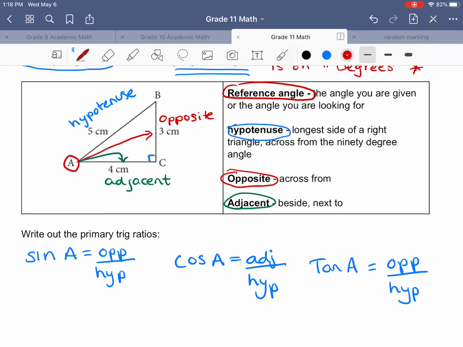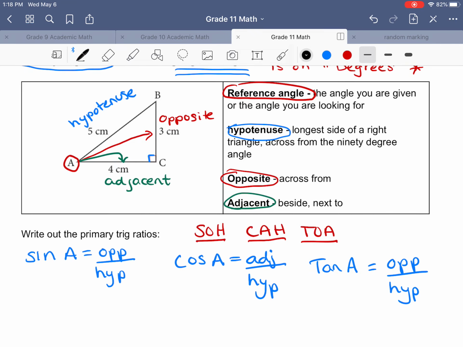And if we want to remember all of these trig ratios, we can use this little short form here. So, SOH CAH TOA. The first one goes with sine: sine is equal to the opposite over the hypotenuse. Cosine of the reference angle is equal to adjacent over hypotenuse, and the tangent of the reference angle is equal to the opposite over the adjacent.